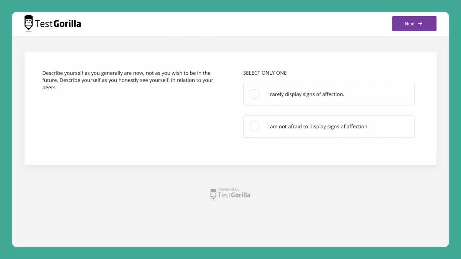In this case, it's about how the candidate deals with emotions. Now, it's important to remember that there's no right or wrong answer here. Whatever a candidate chooses helps the test decide what type of personality they are. Go ahead and take a moment to think about how you'd answer this one.